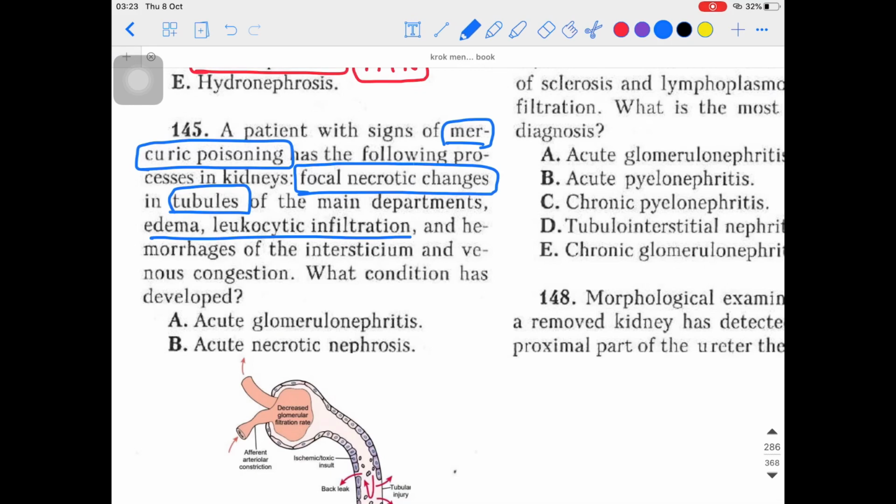Obviously these cytokines will be the soldiers of this traffic, you can call them. They will be coming over there, so to actually analyze where the accident happened, isn't it? So having the hemorrhages of the interstitium and the venous conduct, which condition develops? Acute tubular necrosis or acute necrotic nephrosis, isn't it? Same, acute tubular necrosis, acute necrotic nephrosis, necronephrosis or necrotic nephrosis, one and the same thing.